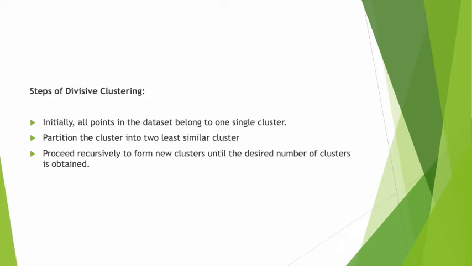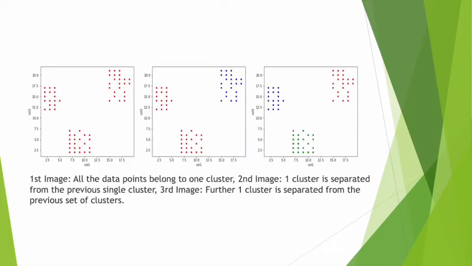There are some steps for divisive clustering. First, all the points in the dataset belong to one single cluster. Then the partition is performed in the cluster, and it is divided into the two least similar clusters. We then proceed recursively to form new clusters until the desired number of clusters is obtained.